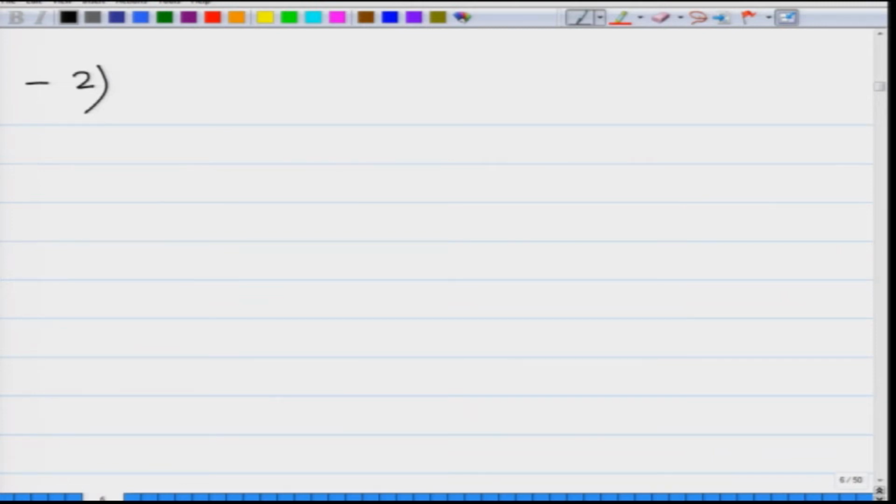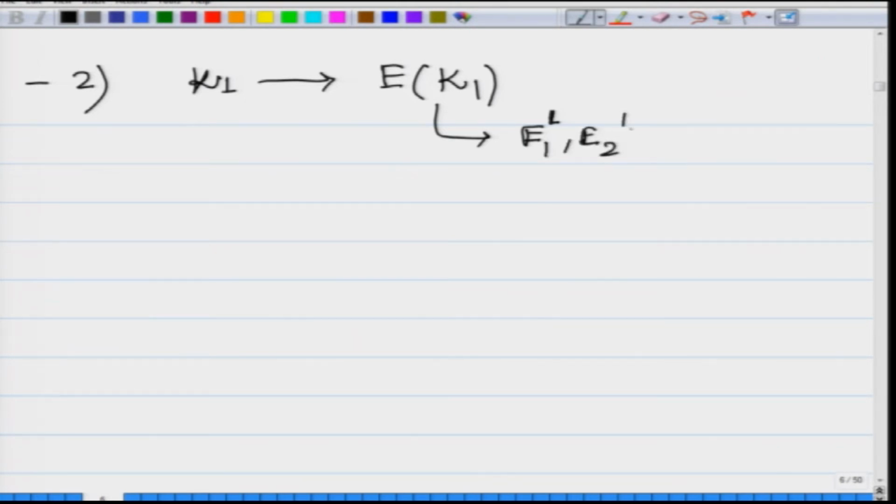So, what we need to do is take any k value, assume the first value is k1, and substitute this k value in the energy equation E(k1). If you solve this equation, you get three values of energy, E1 bar, E2 bar and E3 bar. Again, if you take another value like k2 and substitute in this, you get another three values.